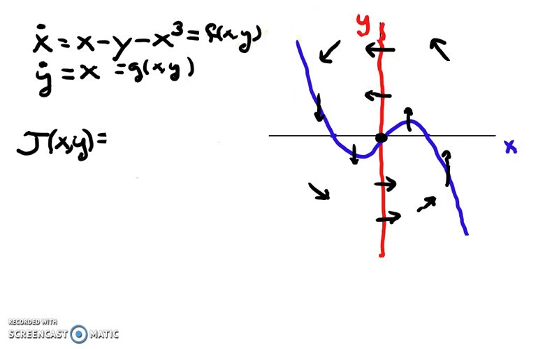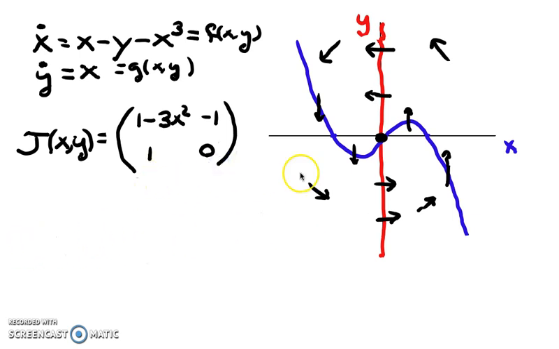I'll just put the final answer down. The derivative with respect to x of the first equation was 1 minus 3x squared. The derivative with respect to y was minus 1. The derivative of the second equation with respect to x was 1. And the derivative of the second equation with respect to y was 0.